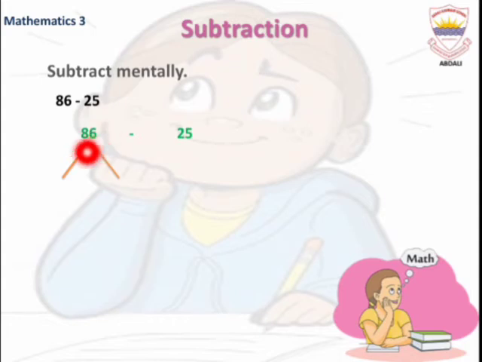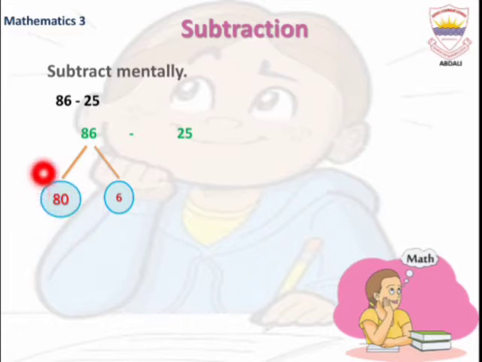We split 86 into two places. 6 is at ones place and 8 is at tens place. We write tens place 8 as 80.